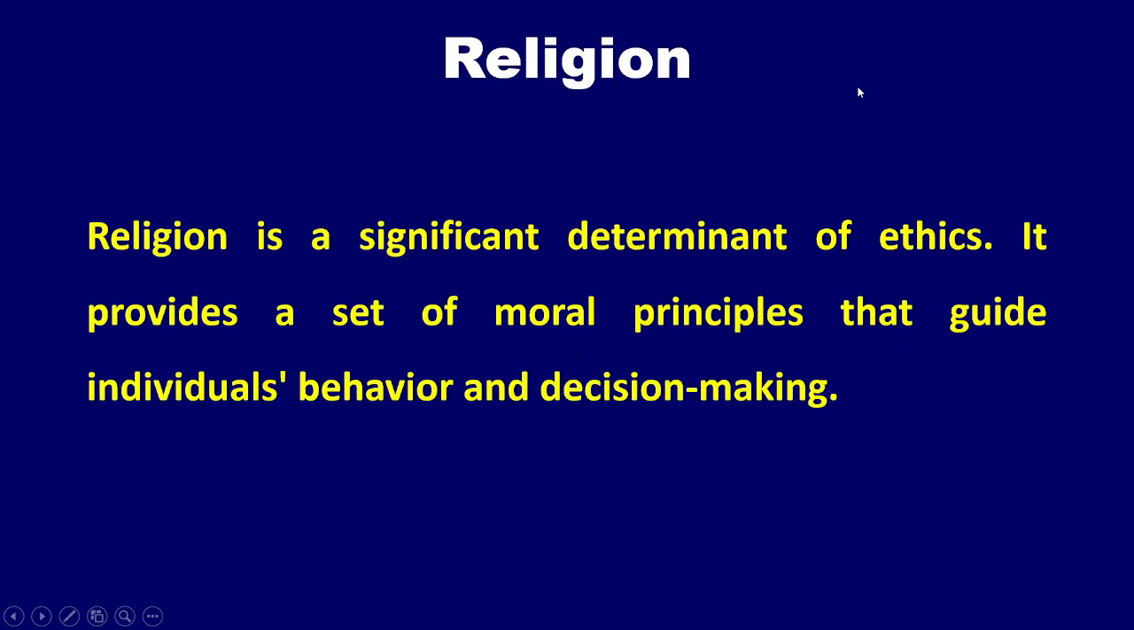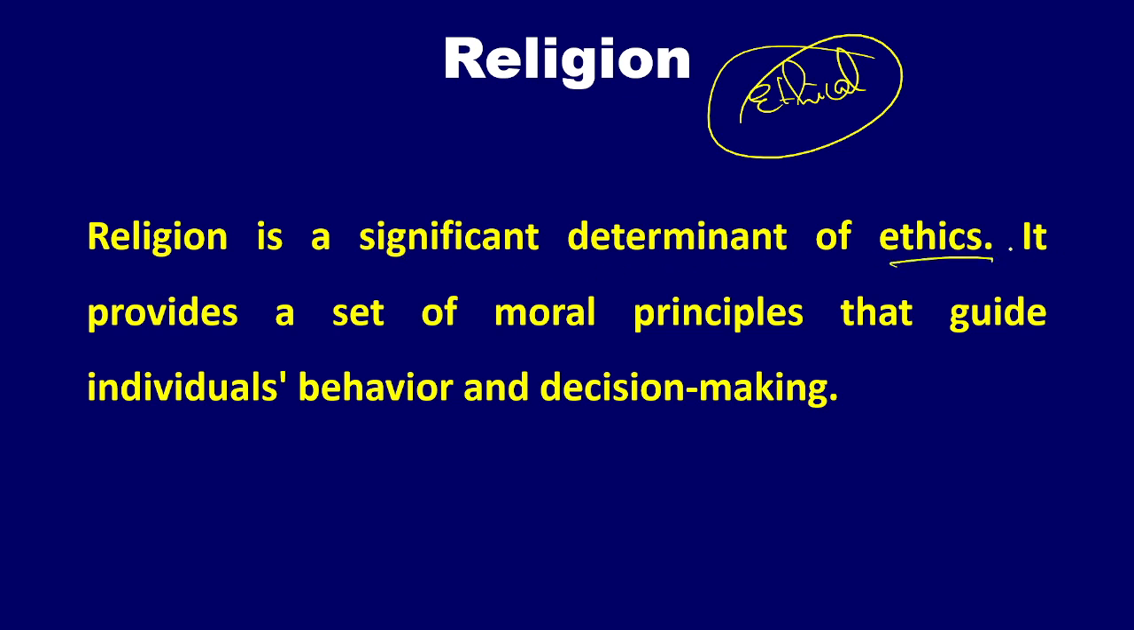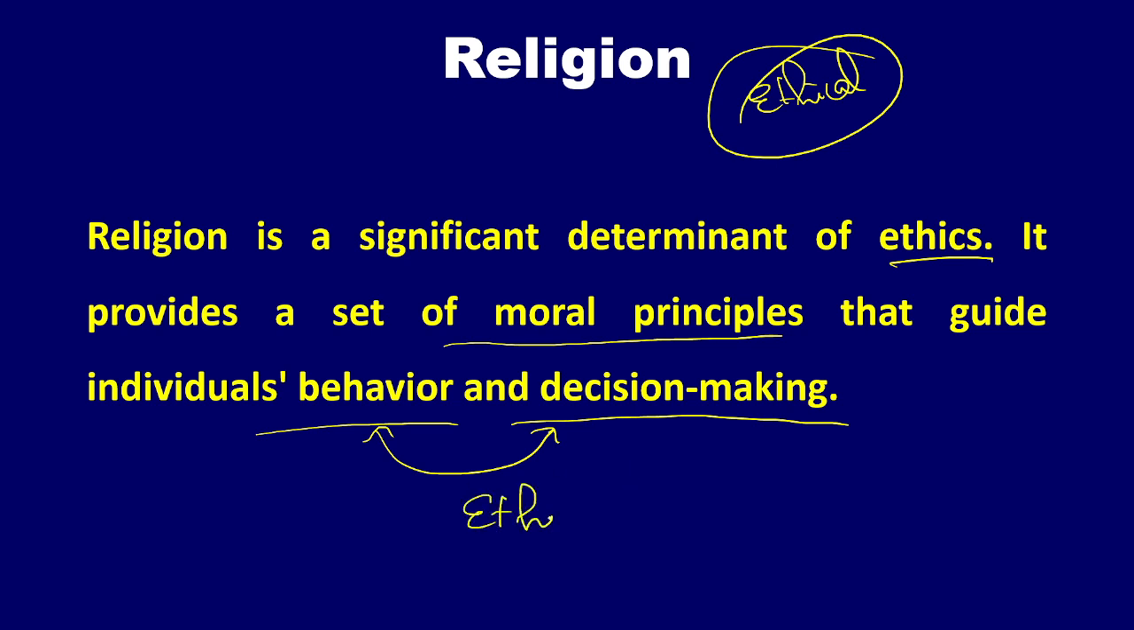Then religion. Religion also determines the ethical behavior of a person. Religion is a significant determinant of ethics. It provides a set of moral principles that guide individuals' behavior and decision making. How an individual will behave or what decisions will be taken by an individual under different situations or circumstances will be determined by ethics, and this ethics will also depend on the religious values of the person.